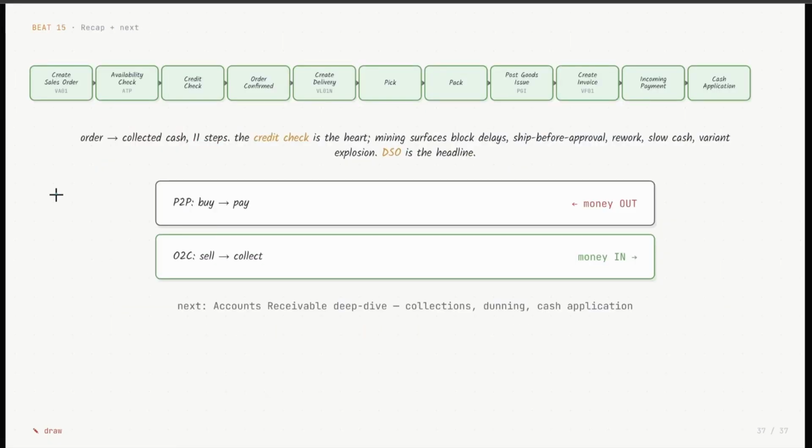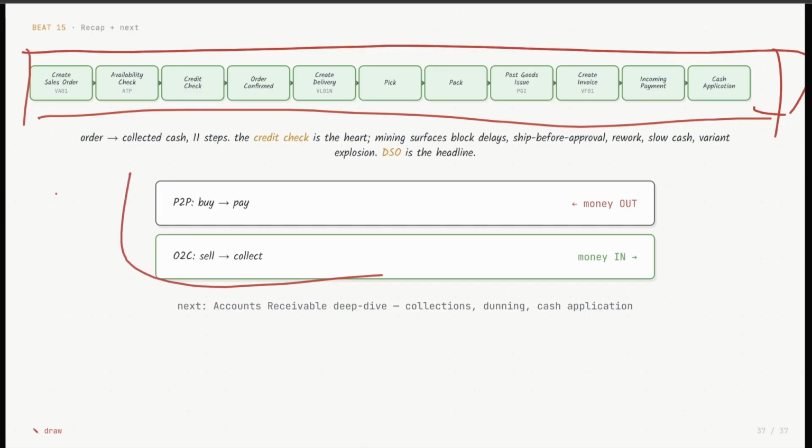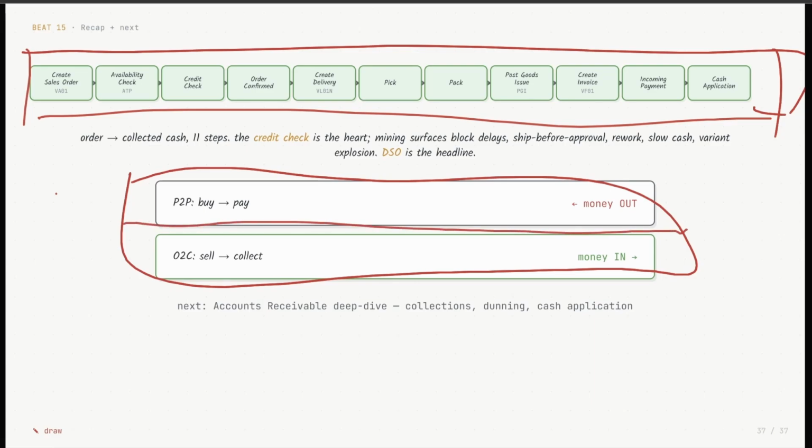Now to recap, we have seen what the template for O2C looks like. So this is the template. Of course, there are many different possibilities and variants, but this is the happy path, or maybe the template, let's say it that way. Then also we have seen the difference between O2C and P2P. And we have seen that O2C is sort of the mirror of P2P.